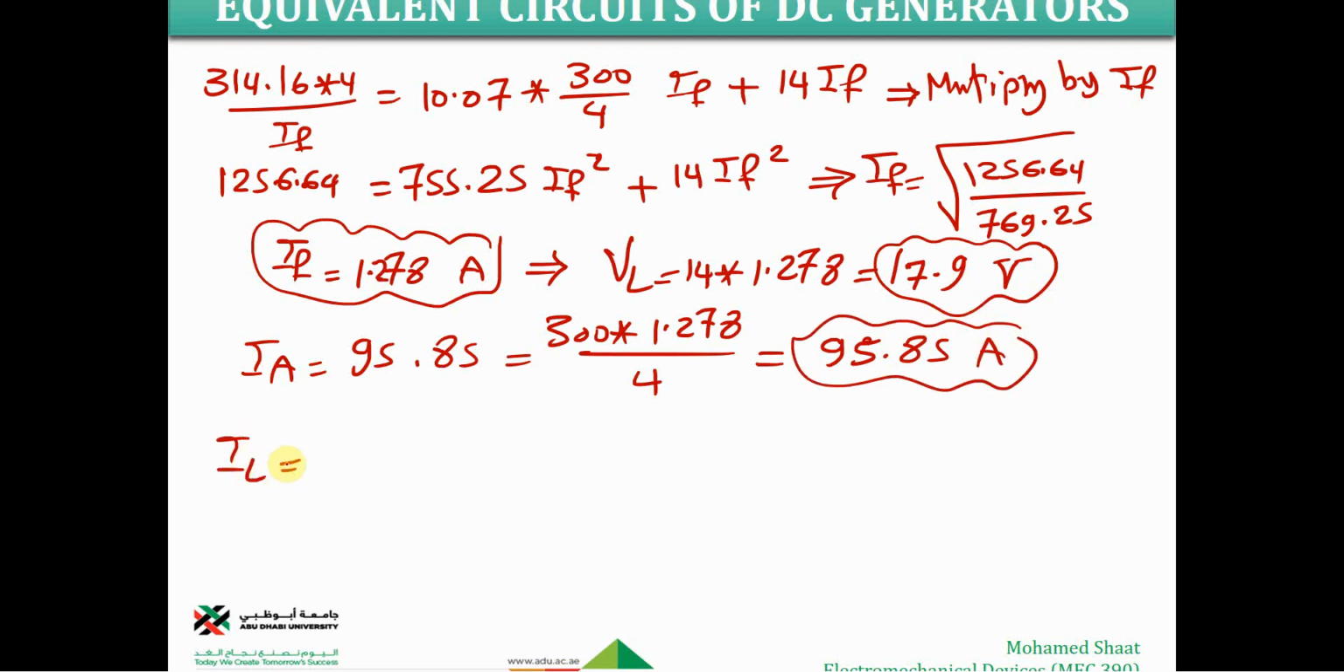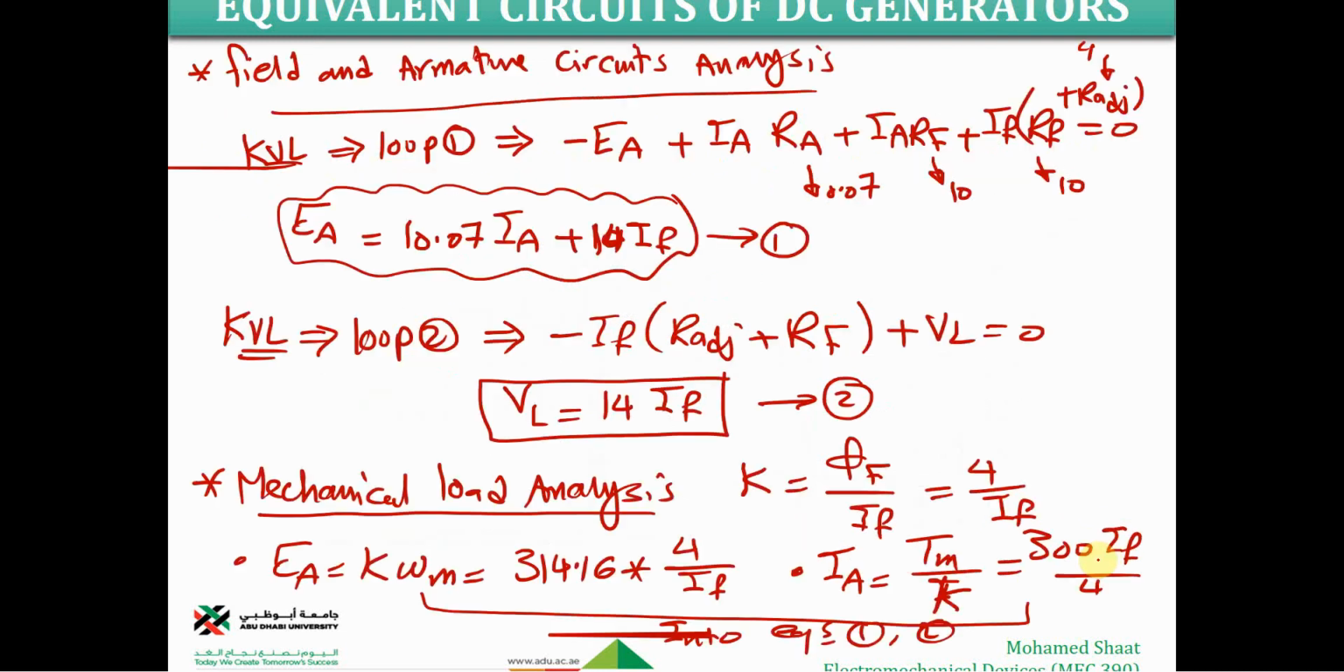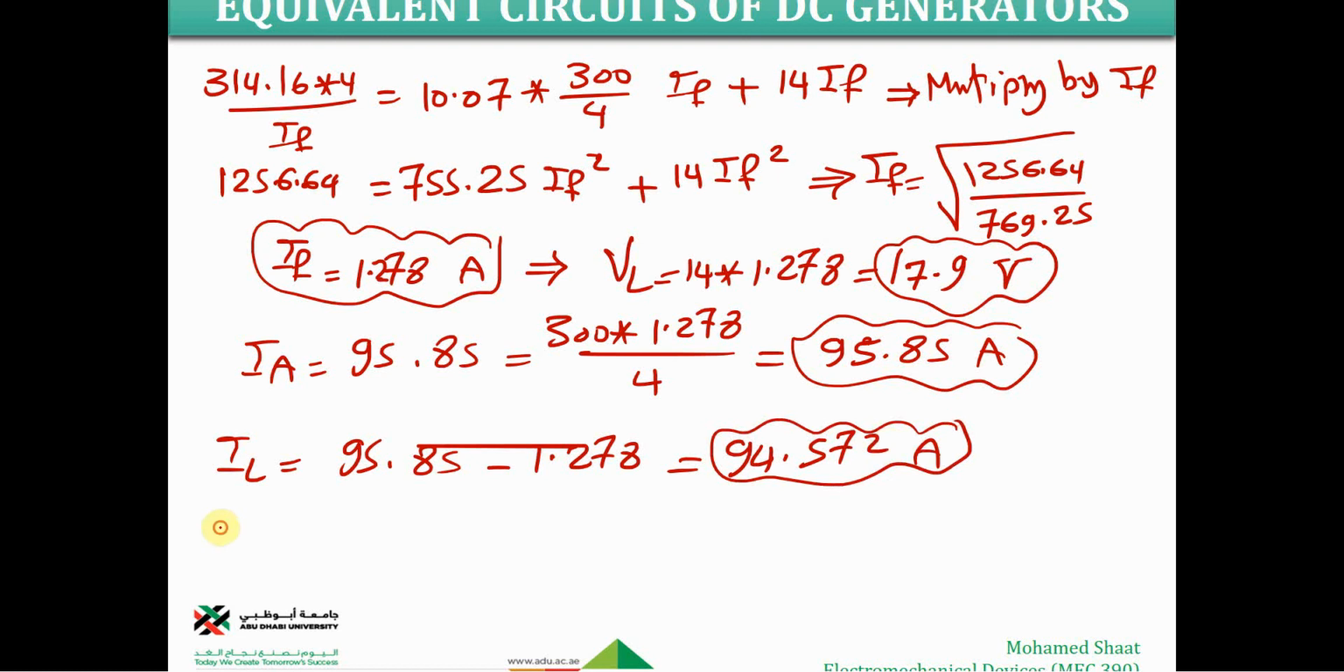Then we already have the IL as we did before. The IL should equal IA minus IF. According to Kirchhoff's current law, we have IL equals IA minus IF. So it means this is going to be 95.85 minus the IF, 1.278. Doing the calculation, this is going to give us the IL as 94.572 amperes.